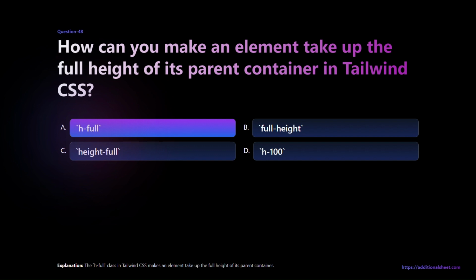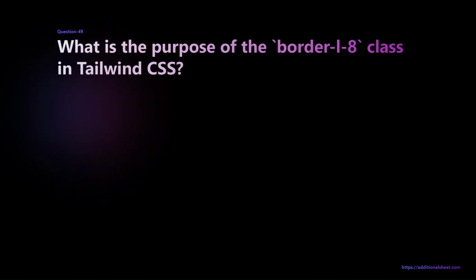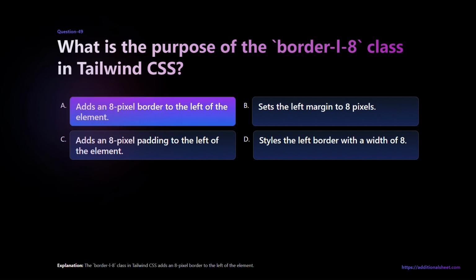What is the purpose of the border-l-8 class in Tailwind CSS? Option A, adds an 8-pixel border to the left of the element. Option B, sets the left margin to 8 pixels. Option C, adds an 8-pixel padding to the left of the element. Option D, styles the left border with a width of 8. The correct answer is option A, adds an 8-pixel border to the left of the element.